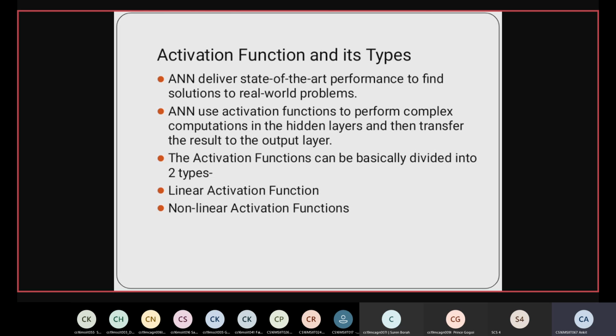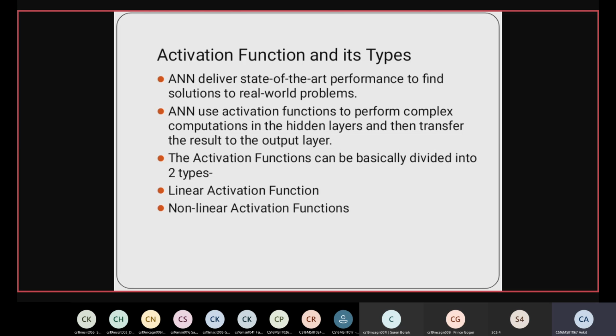So in the artificial neural network, the activation function is used to perform the complex computation in the hidden layer. Then it transfers the result to the output layer. The main purpose of the activation function is to introduce non-linear properties into the linear neural network.